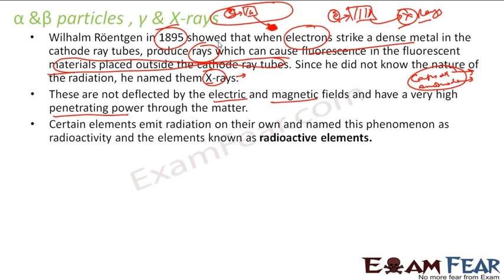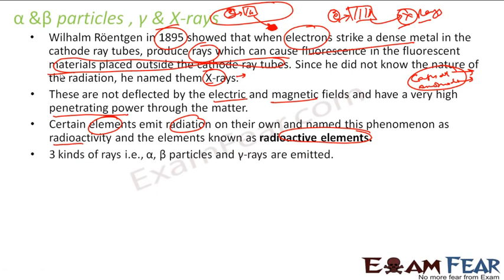Later they also found that certain elements emit radiation on their own, and this phenomenon is called radioactivity, and the elements are called radioactive elements. These are elements which emit rays on their own. You don't need to bombard those elements with electrons or anything. They just emit on their own. And there are three kinds of rays which you will study now: alpha, beta and gamma rays.